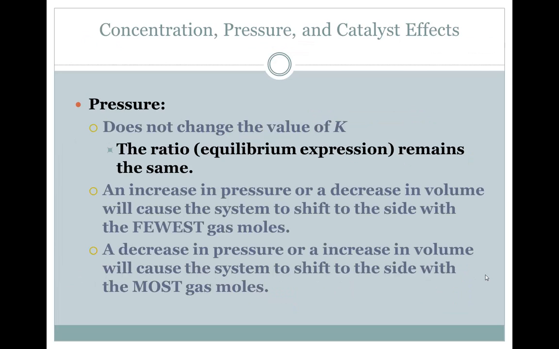Pressure does not change the value of K. The ratio of the equilibrium expression remains the same. An increase in pressure or a decrease in volume, notice that those are one and the same, will cause the system to shift to the side with the fewest gas moles. A decrease in pressure or an increase in volume will cause the system to shift to the side with the most gas moles. So this time we're actually adding up the number of gas moles in the equation.